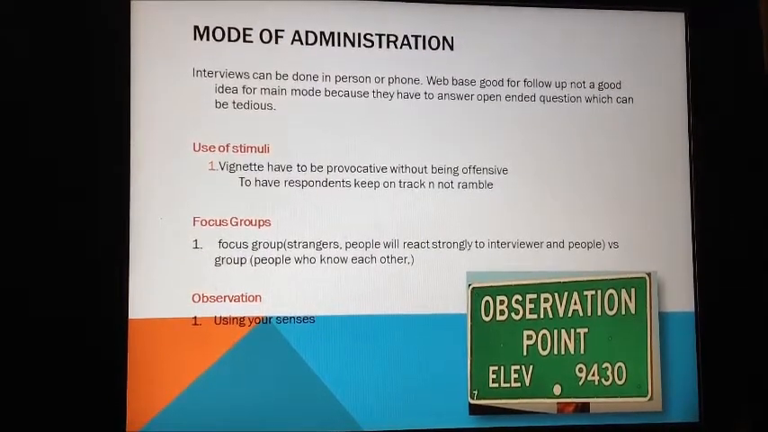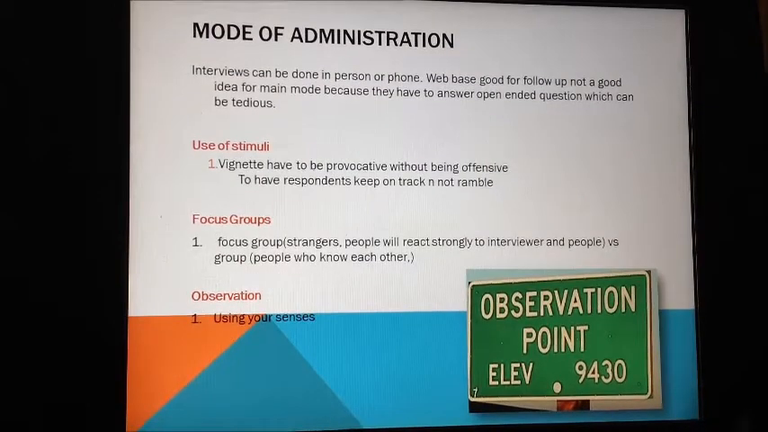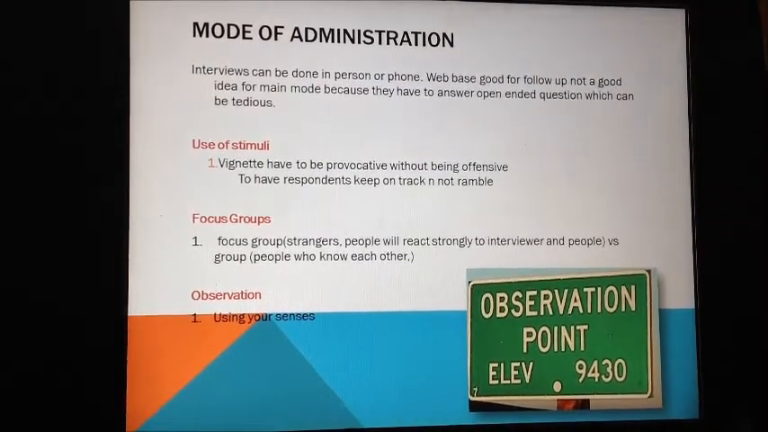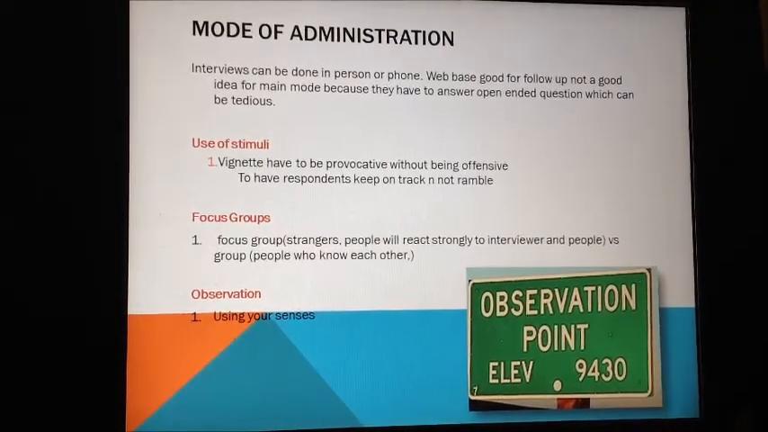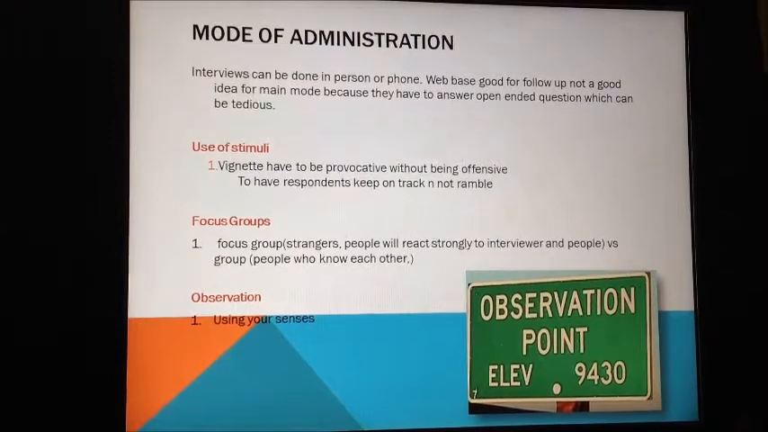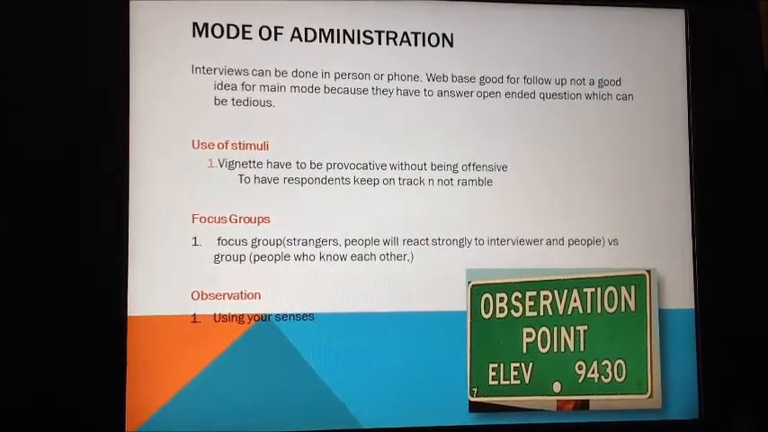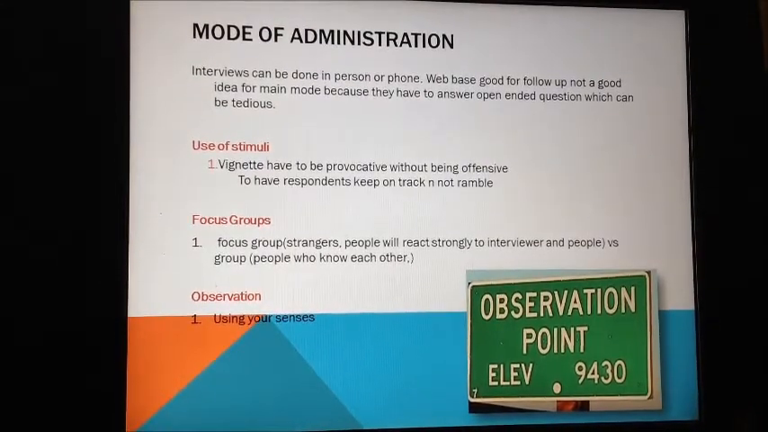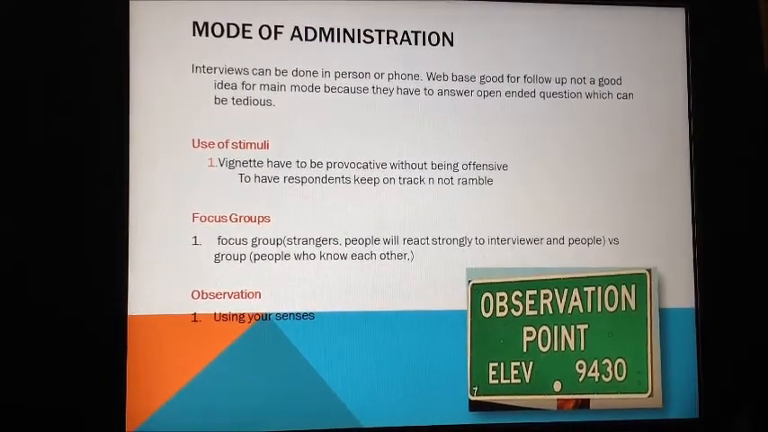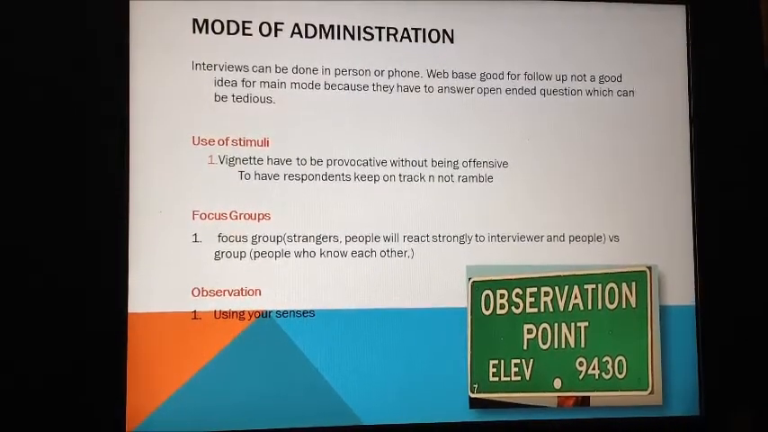Focus groups are divided into 2 groups: focus groups, which are composed of strangers, and groups, which are people that know each other. Usually, focus groups are best used in research because these are strangers and they're more willing to give honest opinions about things than interviewing groups of people where they may not be so candid in their responses.